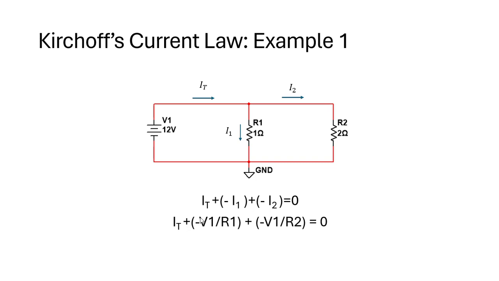IT plus negative V1, meaning the voltage is seen across resistor number 1 here. That gives us the current going through here. Voltage is seen across resistor number 2. That gives us the current going down here.